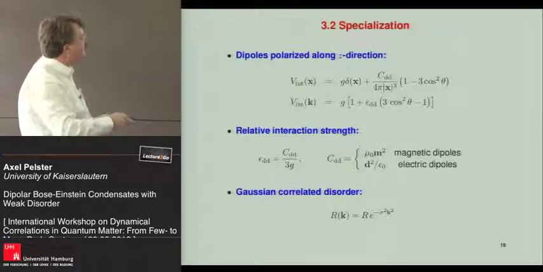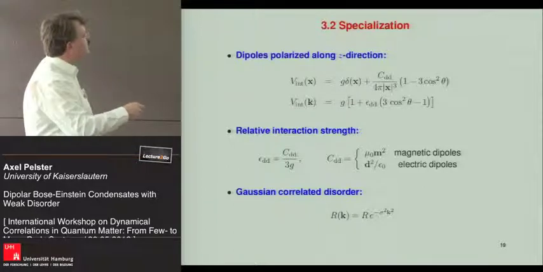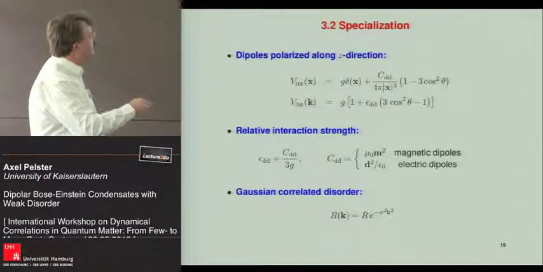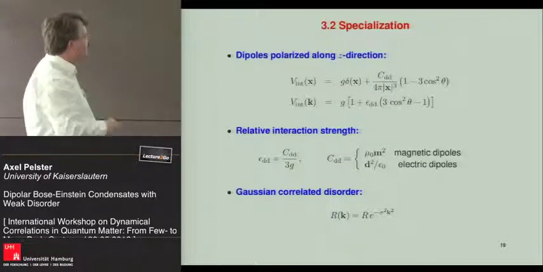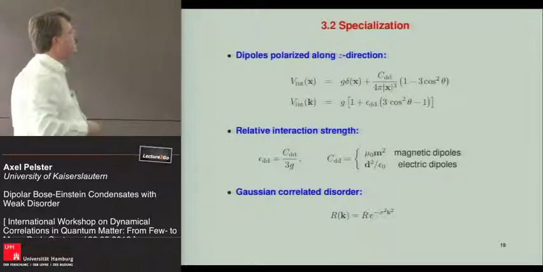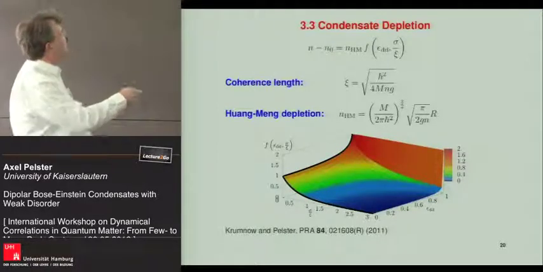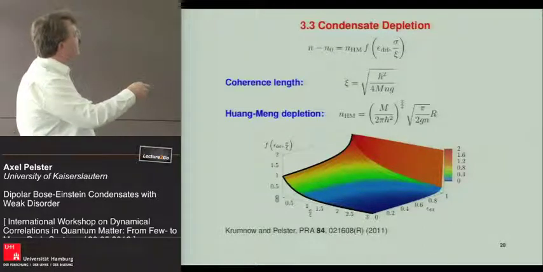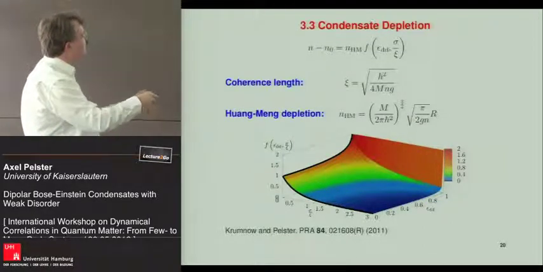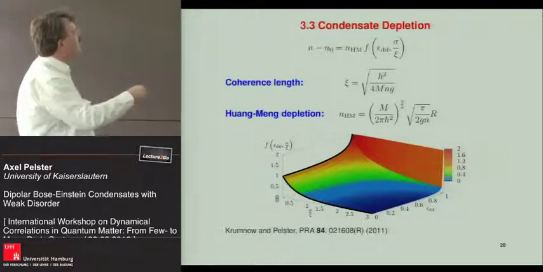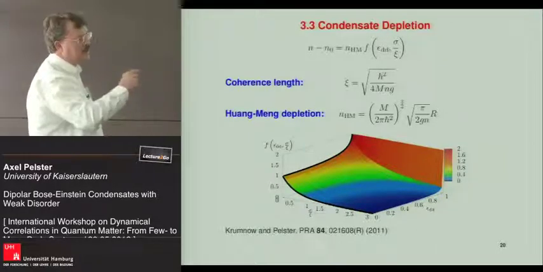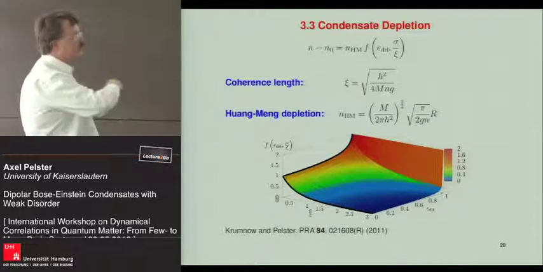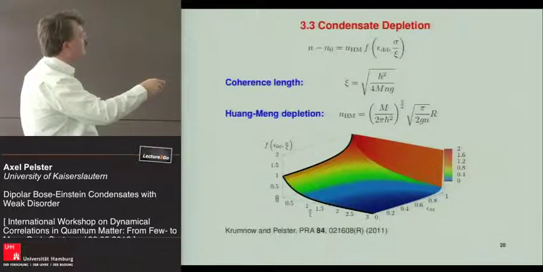Now, if we specialize to the concrete case we would like to discuss, namely here two dipoles polarized along the z direction, and we have also our relative interaction strength epsilon dd as usual, and Gaussian correlated disorder, we get the following result. The condensate depletion is now, apart from the usual Huang-Meng term, getting an additional factor which depends on the relative dipolar strength and also on the disorder correlation. And now, unfortunately, the disorder correlation length is no longer xi as previously, but now it's called sigma.